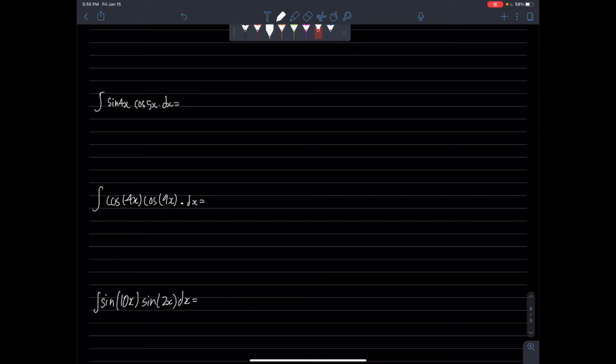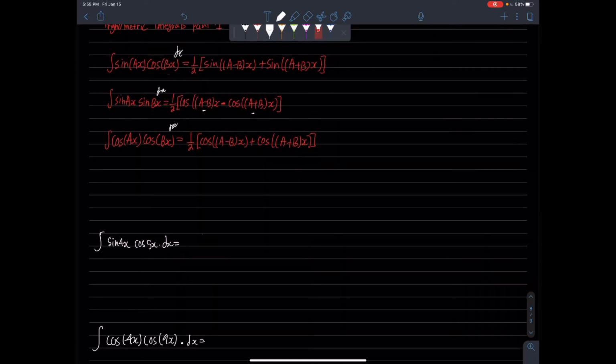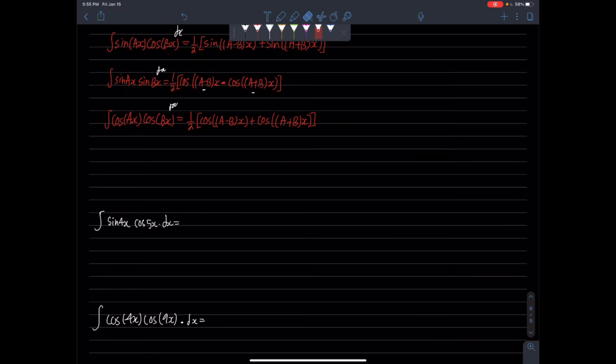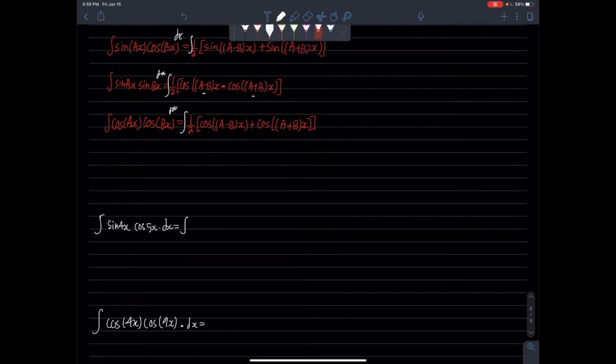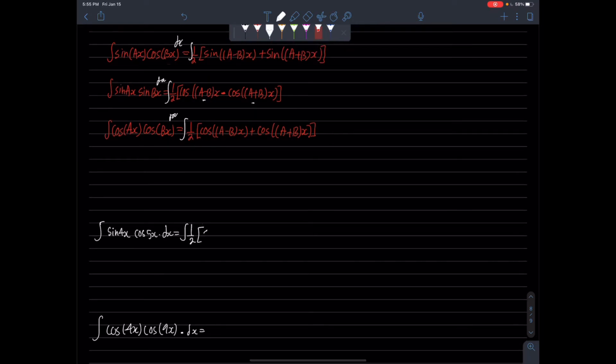Okay, so for this one, we're going to apply the identity. We have sin 4x cos 5x, right? It's going to equal, these should actually all have integral signs because it's not your final answer, right? So it's going to be equal to the integral of 1 over 2 times sine of a minus b. So this is a, this is b, 4 minus 5, negative x, plus sine of a plus b, so 9x.